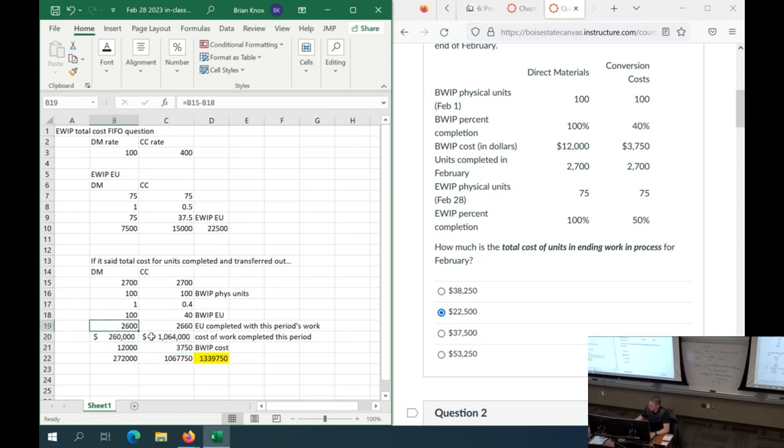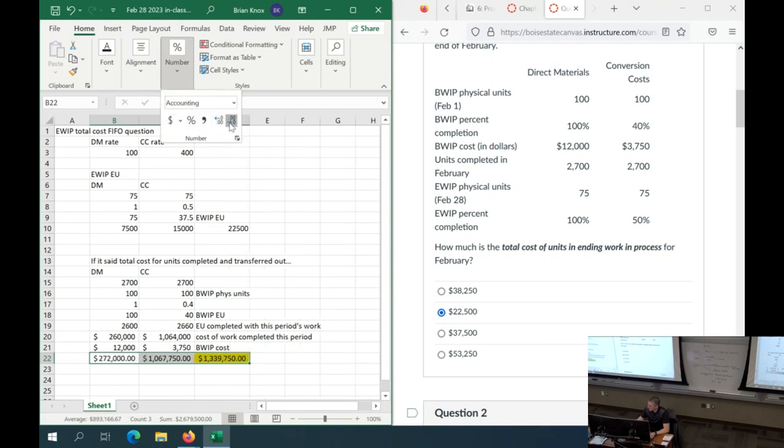So we multiplied equivalent units completed with this period's work times the rates, and then we made sure we added in, at the very end, our beginning WIP cost. We can't forget that step, and then we can total the overall amounts here and get the answer. Does that make sense, Haley? Okay.